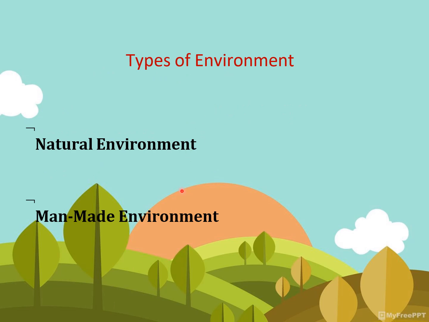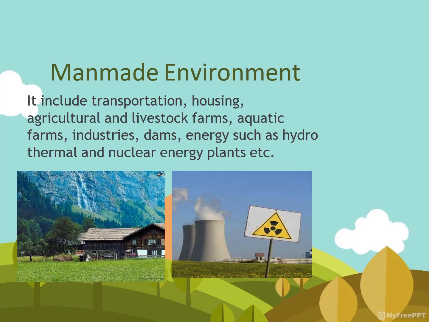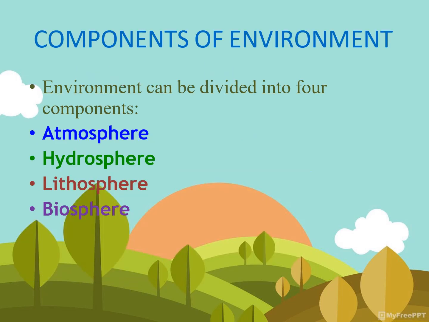And then there are two types of environment: one is the natural environment, the other is man-made. Let us see them one by one. The natural environment includes air, water, soil, land, radiation, forest, wildlife, flora and fauna. Whereas the man-made environment includes transportation, housing, agricultural and livestock farms, aquatic farms, industries, dams, and energies such as hydro energy, thermal energy, nuclear energy, etc.